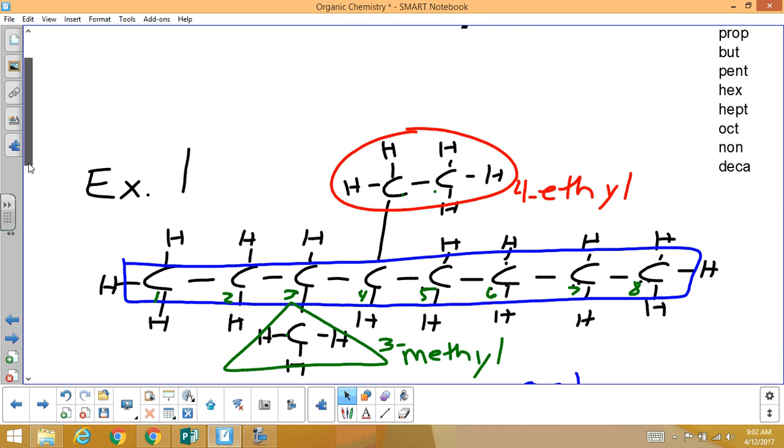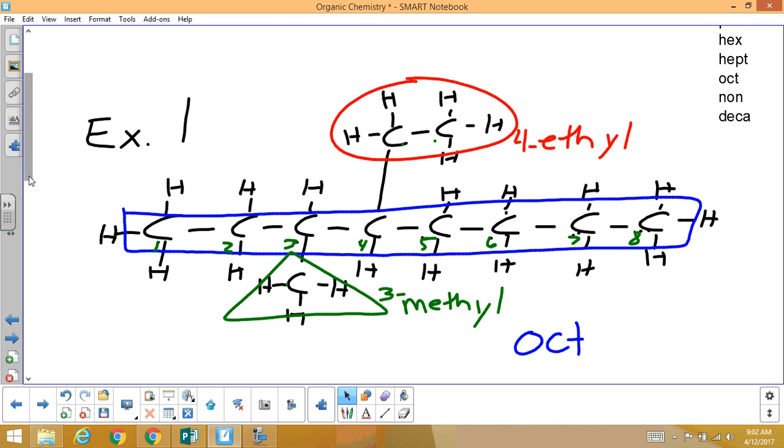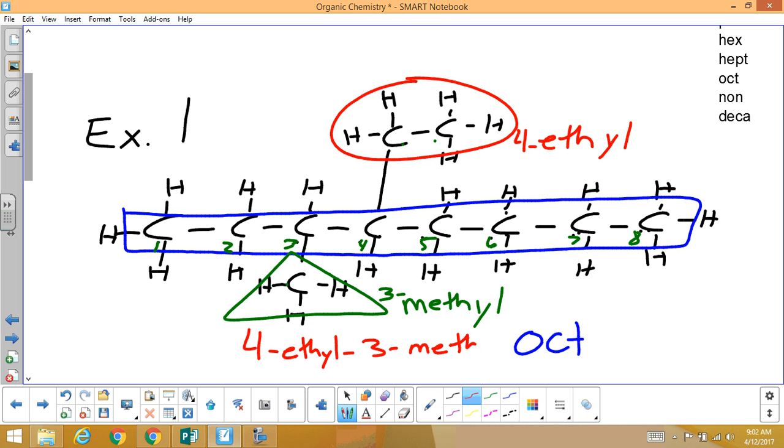So all together, it is going to be 4-ethyl dash 3-methyl. And there's no space between the L and the O. And since this is a single bond, all of these have a single line. There are no double bonds. They're alkanes. And alkanes always end in A-N-E. So altogether, this is 4-ethyl 3-methyl octane.